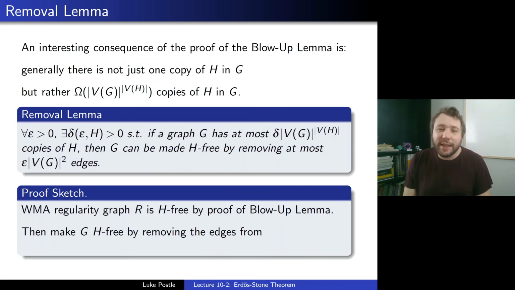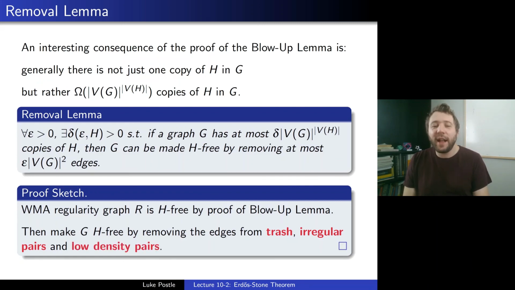And then the claim is you can make G H-free, once you realize the regularity graph is H-free, by removing the silly edges. Those are the ones from the trash. Let's remove all of the trash. We'll remove the irregular pairs, and we'll remove the low density pairs. And then the claim is that you'd actually have to be H-free.